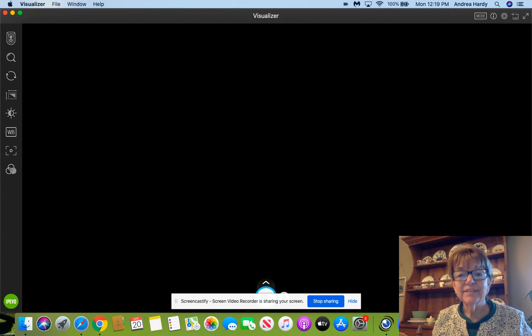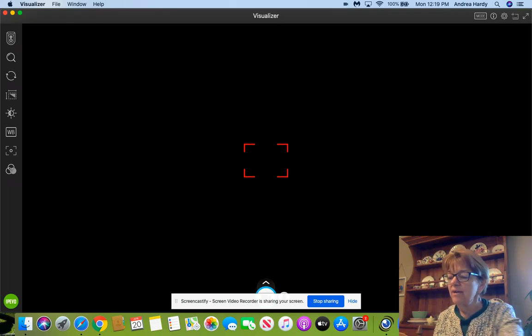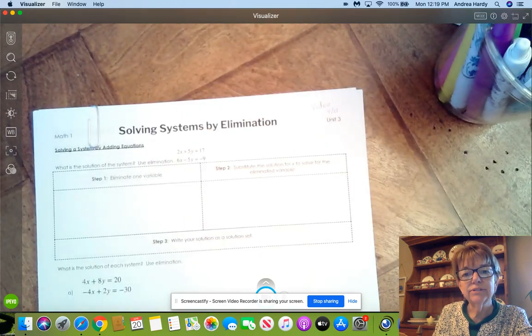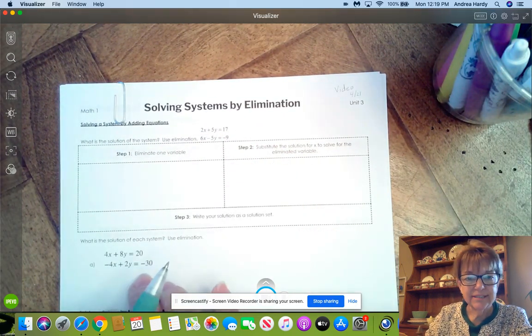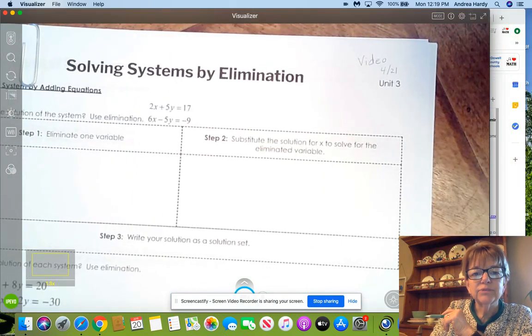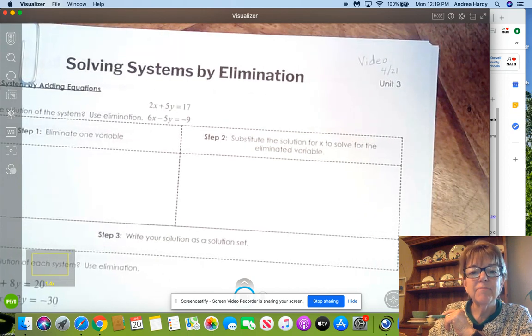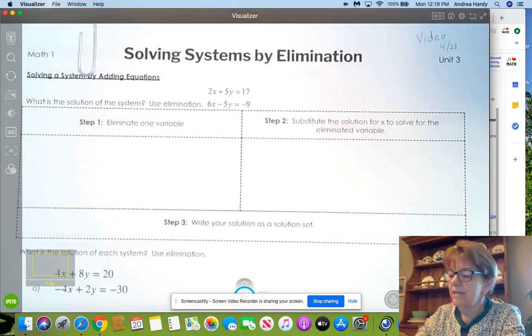You do have some things that you can follow along with on your worksheet. Mine looks a lot like yours. This one up here will be the same, but these are not the same, okay? So here's what we're going to do. We're going to solve a system by elimination. Okay, we have this right up here.